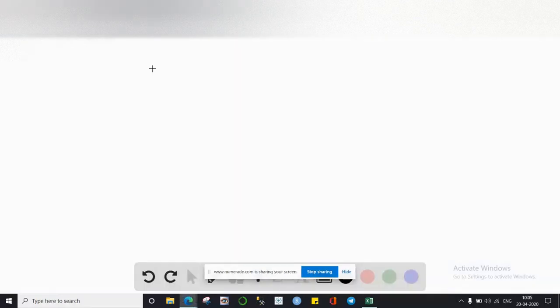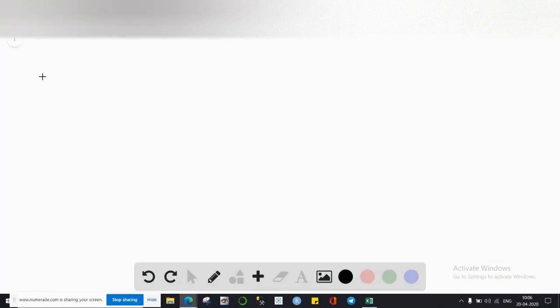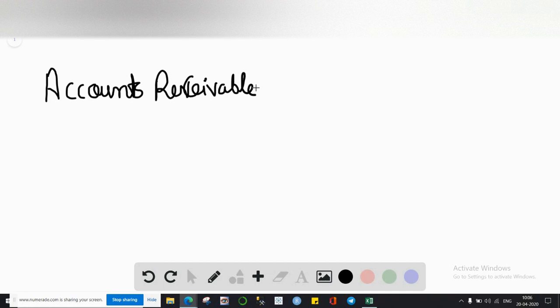Okay, so let us understand the solution for the current problem. Accept all of the choices. We have accounts receivable. First of all, we will define what is accounts receivable. Then we will move forward with the explanation of how this account will require debit and credit entries throughout the accounting period, or the financial fiscal period.